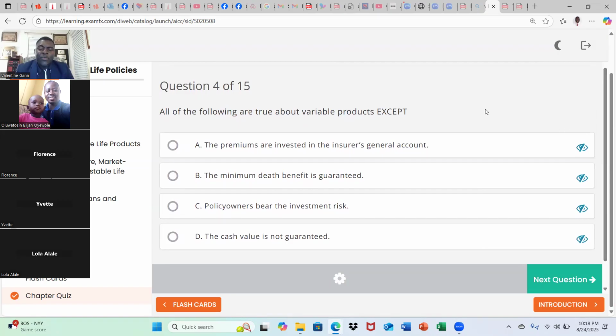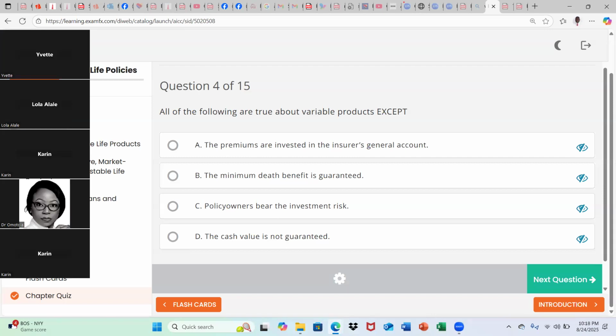Florence, you want to read this one for us? All of the following are true about variable products, except: A, the premiums are invested in the insurer's general account. B, the minimum death benefit is guaranteed. C, policy owners bear the investment risk. D, the cash value is not guaranteed.